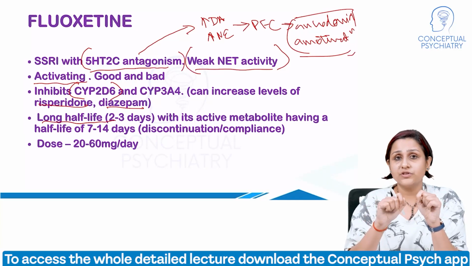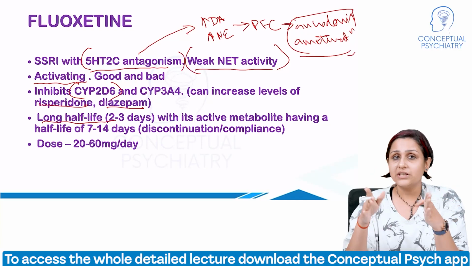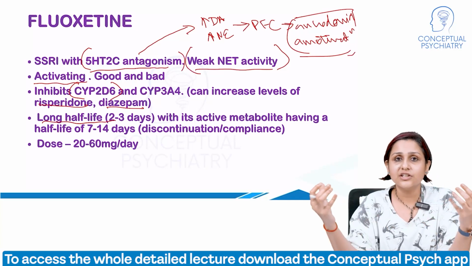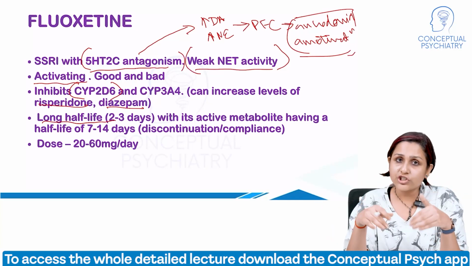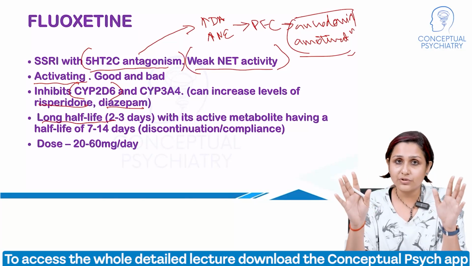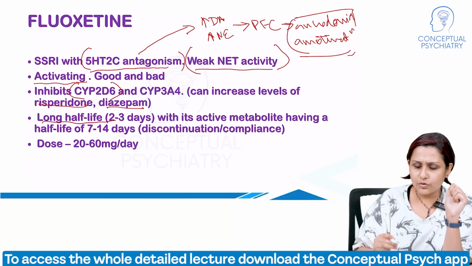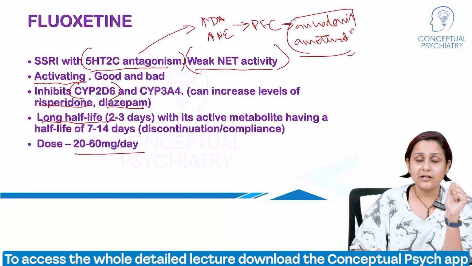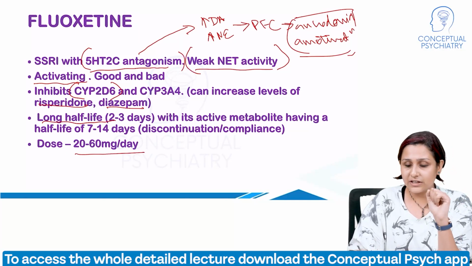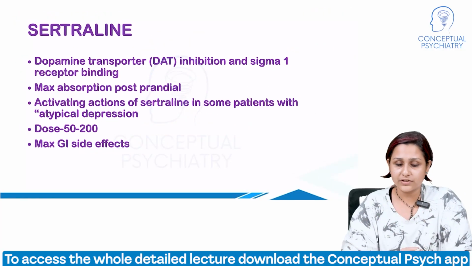It can pose a problem when you want to stop fluoxetine and when you want to start another SSRI, because at least in theory, they shouldn't overlap. So the washout period for fluoxetine and norfluoxetine would be higher compared to the other SSRIs. The dose is generally 20 to 60 milligrams per day, but in OCD, of course, higher doses are used, 80 to 120 milligrams. We then go to sertraline.